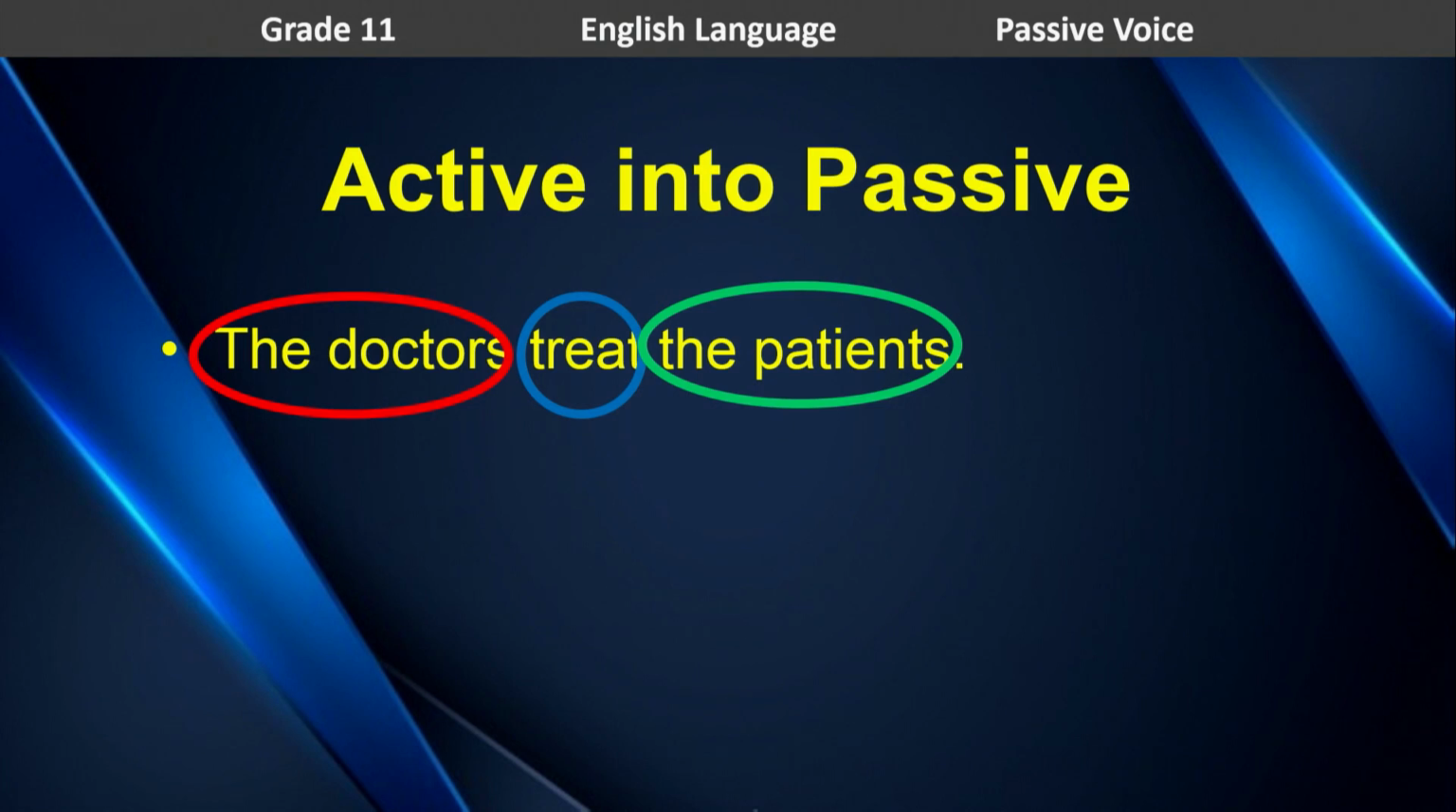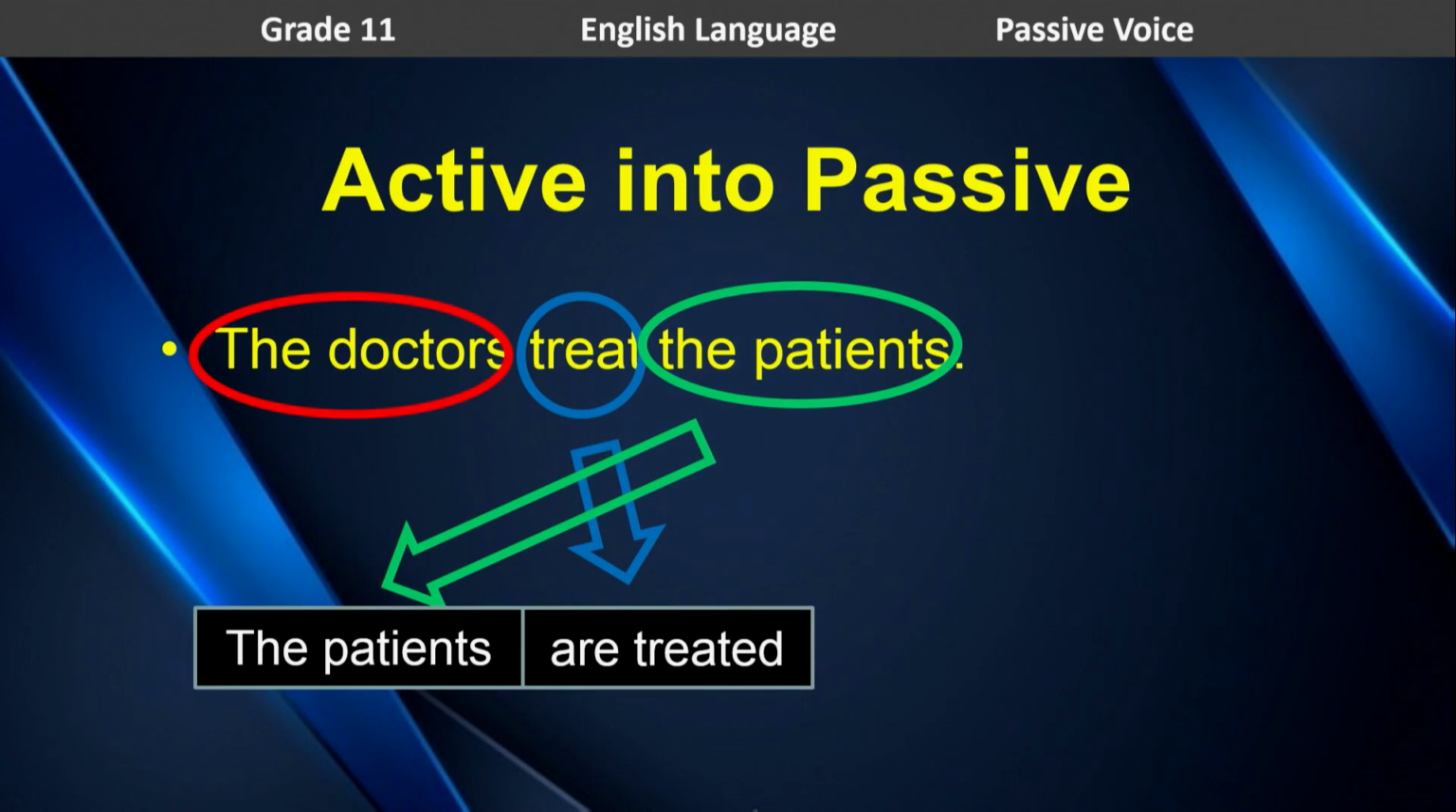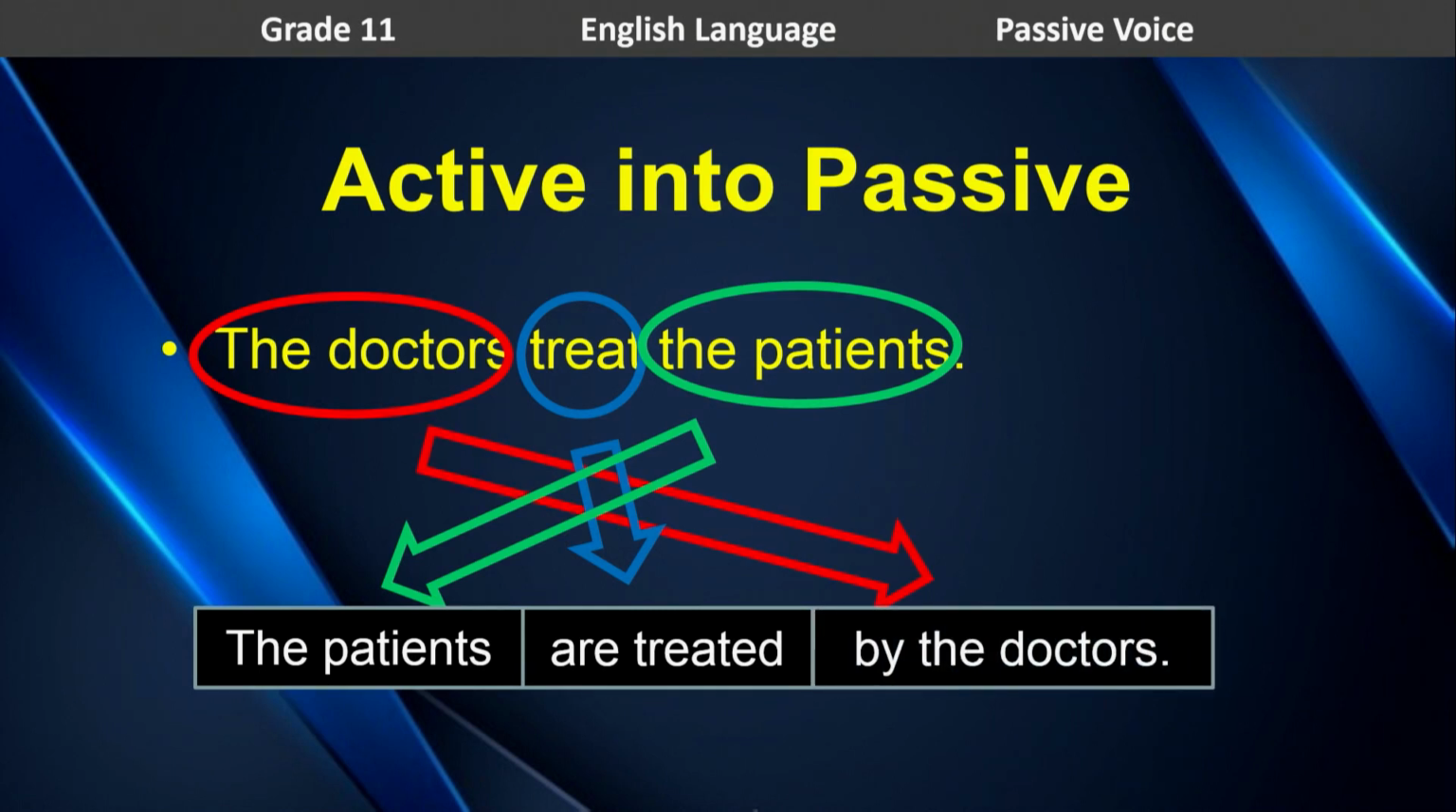When you convert this into the passive voice, the object of the active voice sentence should be the subject of the passive voice sentence. So, the patients should go to the beginning of the sentence. So, it becomes the subject of the passive voice sentence. Instead of treat, we use the patients are treated. Then the doctors has to be written as by the doctors. The patients are treated by the doctors.